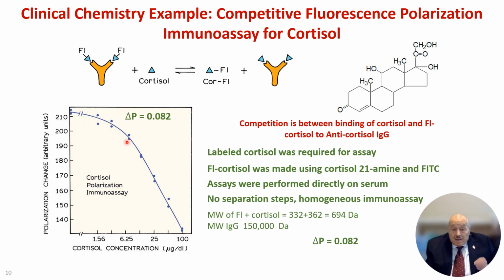The change in polarization is really quite substantial compared to some of the assays we'll see in a few minutes. And the change is substantial because the cortisol rotates very quickly. It's a very small molecule. And when it's displaced by the unlabeled cortisol, the polarization drops. And we'll see this is an order of magnitude larger change in polarization than is seen for many competitive polarization immunoassays.